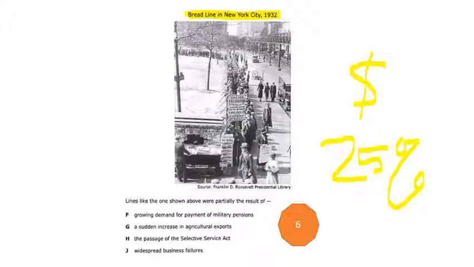Knowing all these things and looking through all the answer choices, only one of them really makes sense. Widespread business failures. Selective Service Act is World War I. Sudden increase in agricultural exports would have nothing to do with unemployment. And growing demand for payment of military pensions, that's the Bonus Army, and that's not connected to bread lines.